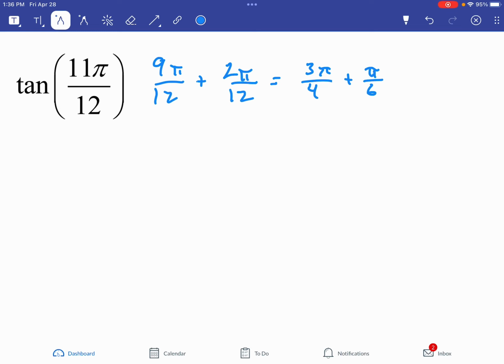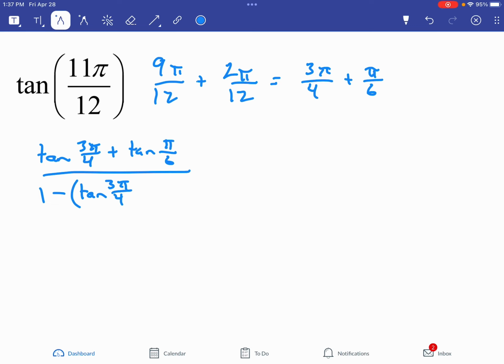Using the tangent formula, since I'm adding, I'm using the top signs in the formula. So I'm going to have tangent of 3 pi over 4, top sign is plus, tangent of pi over 6. On the bottom, I have 1, the top sign is negative, the tangent of 3 pi over 4 times the tangent of pi over 6. So that's my first step.